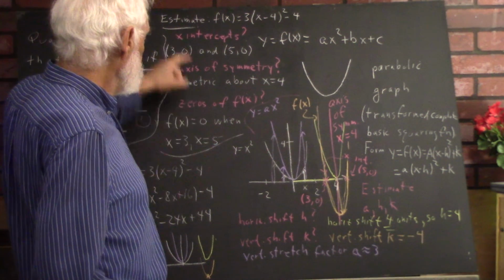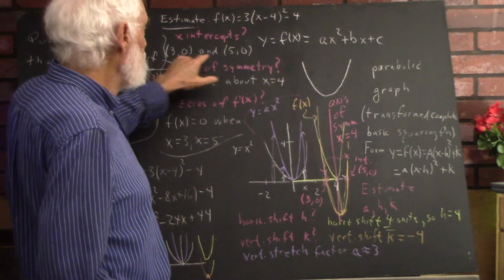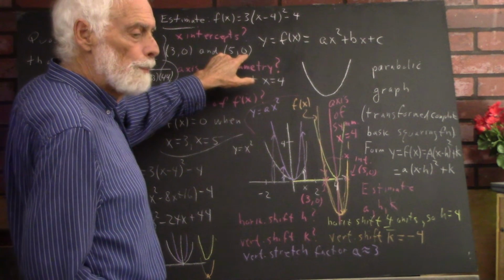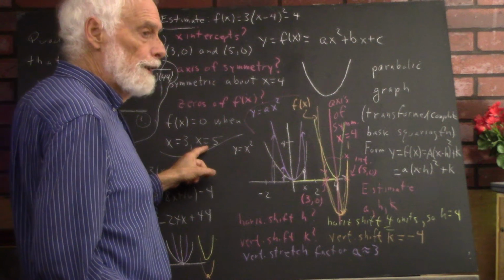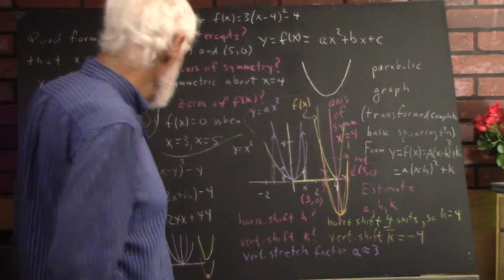Now the difference between the intercepts and zeros: the intercepts are points and they have 2 coordinates. Zeros are just the values of x at those 2 coordinates though.